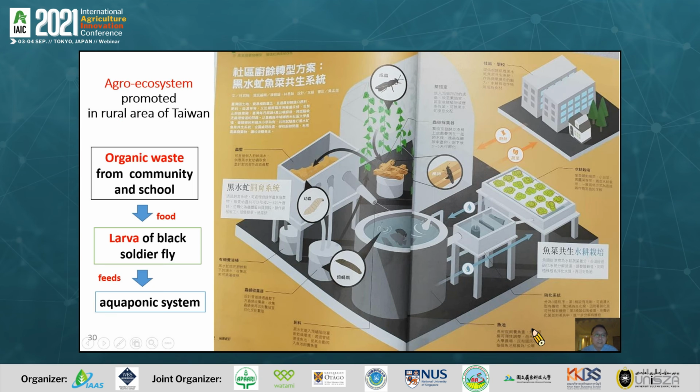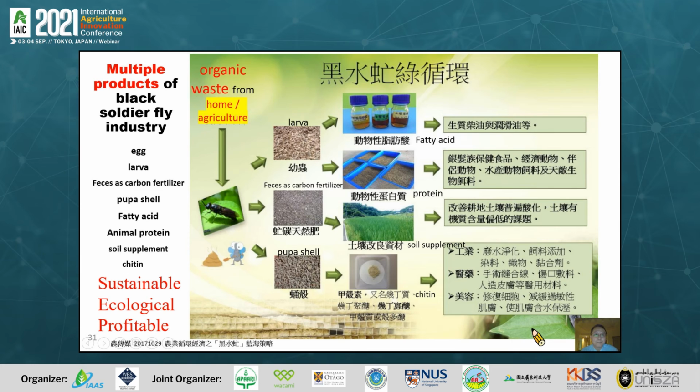So this is an agro ecosystem promoted in rural areas of Taiwan. We have organic waste from the community and school, and they are the food for the larva. And the larva can be fed to the fish tank. And multiple products of the black soldier fly industries are already developed in Taiwan, and we can have multiple businesses, and eventually they can be used in various industries.